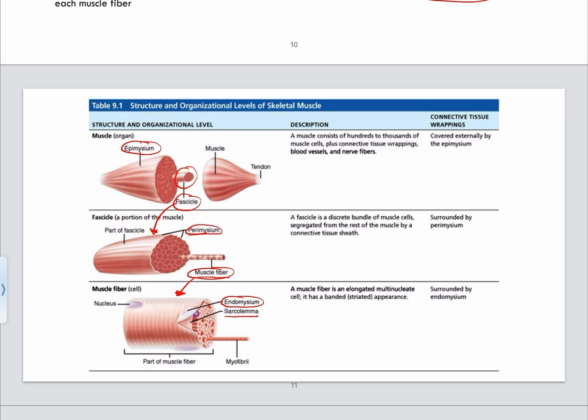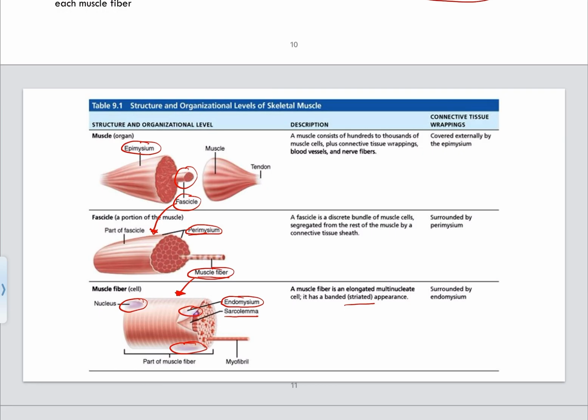We can also see in this picture how we have this striped pattern where we have light areas and dark areas. So that's where we get the striations or the striated appearance. We can also see that we have multiple nuclei kind of squished between all of these myofibrils. And yeah, that's basically what that's showing.